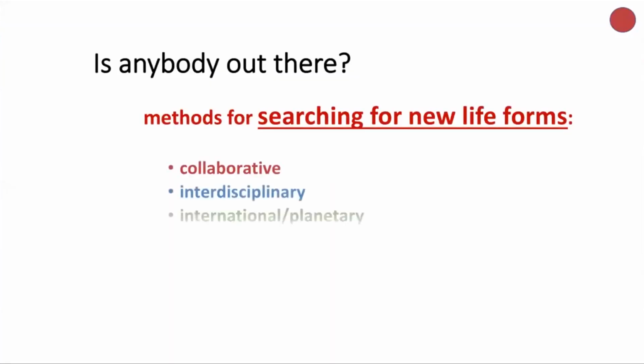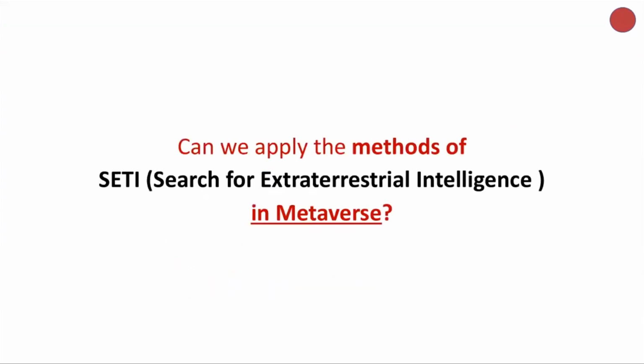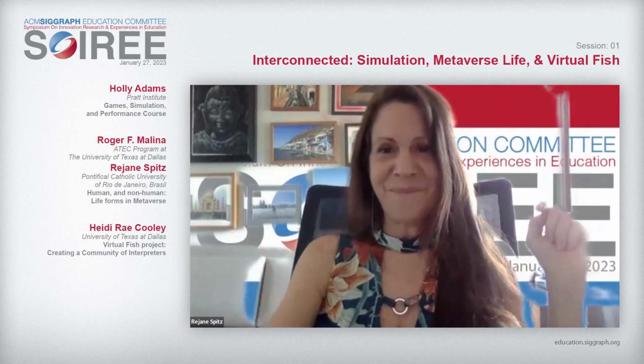So the same methods for searching for new life forms: collaborative, interdisciplinary, planetary, creative, engaging, and very inclusive, because amateurs too were participating in the search for life. We can apply the methods of SETI in the Metaverse. This is one of our questions.